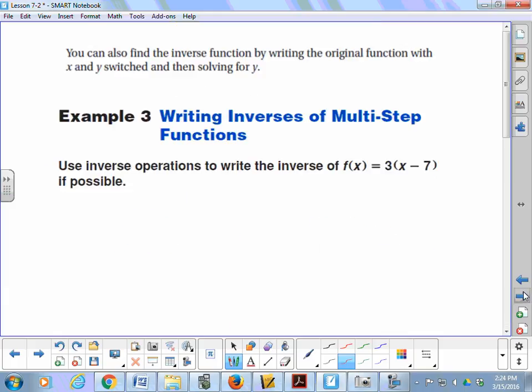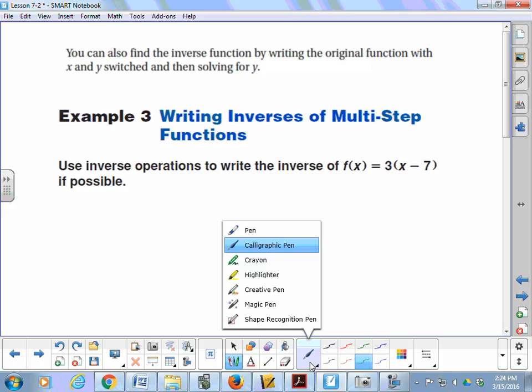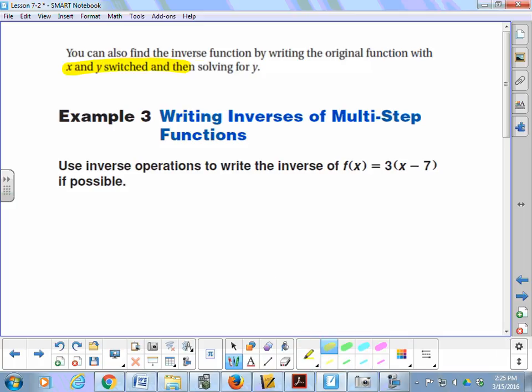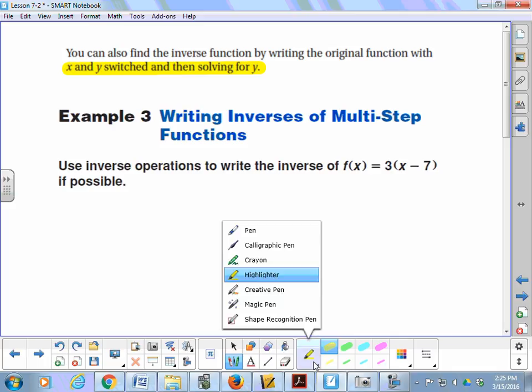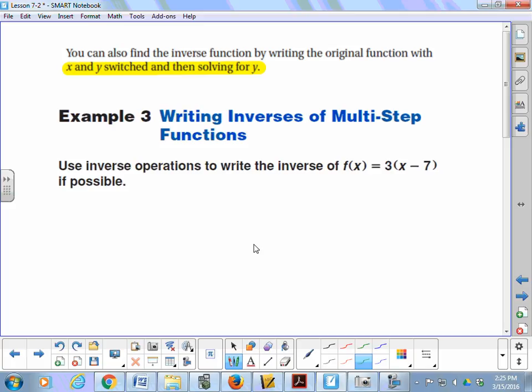All right? So if we add a little bit to that, we're still going to do the same thing. Okay? Thinking about inverses, what we can do is just switch x and y and solve for y. Okay? And so let's think of it this way. The function they've given us is basically y equals 3 times the quantity x minus 7.